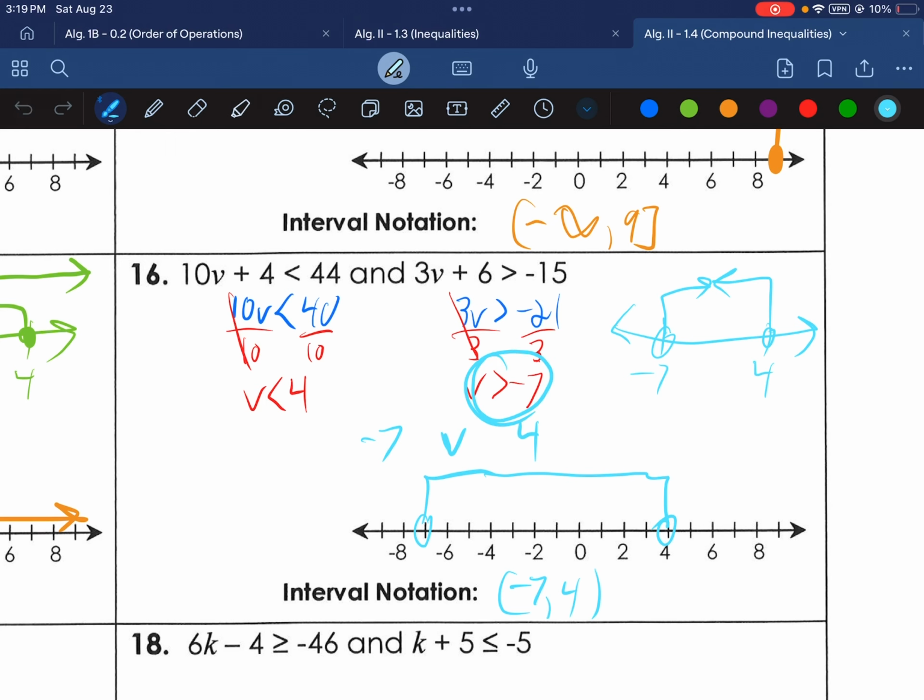So v and negative 7 just had a non-less than or equal to symbol, and v is less than 4 just had the right symbol as well, not or equal to. So that would be our solution here.